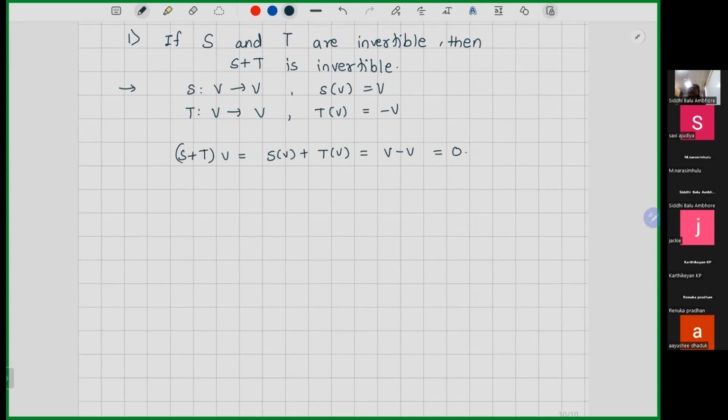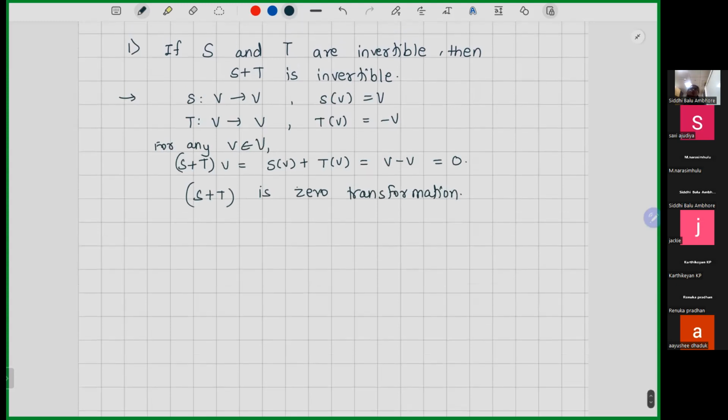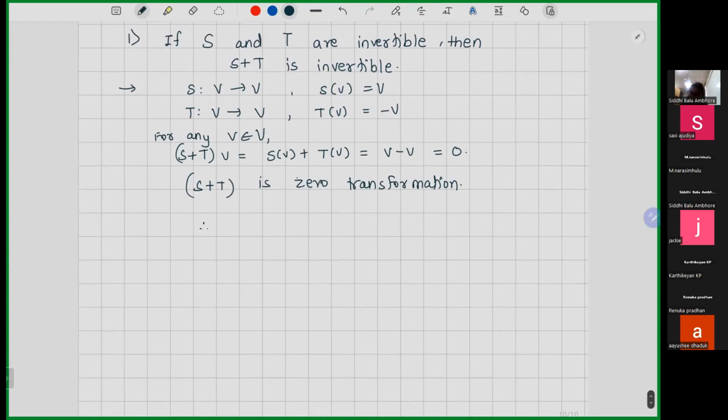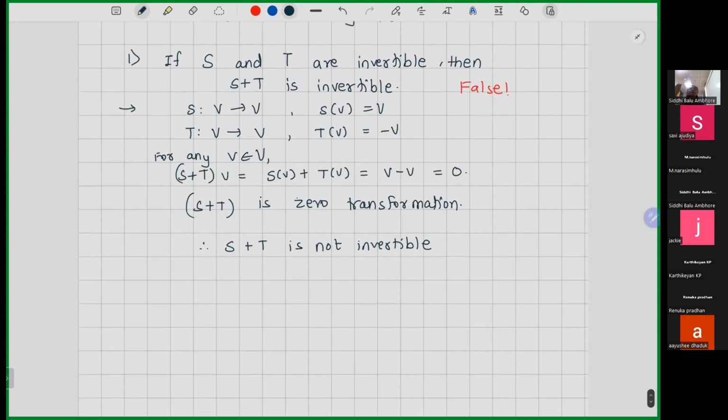So this S plus T is giving me 0, and this is true for any v. For any v in V, S plus T of v is 0. So this S plus T is the zero transformation, I mean, everything is going to 0. This zero transformation is not an invertible transformation. Therefore, S plus T is not invertible. So this statement is actually false. Any doubts here? Given linear transformations that are invertible, S plus T need not be invertible.